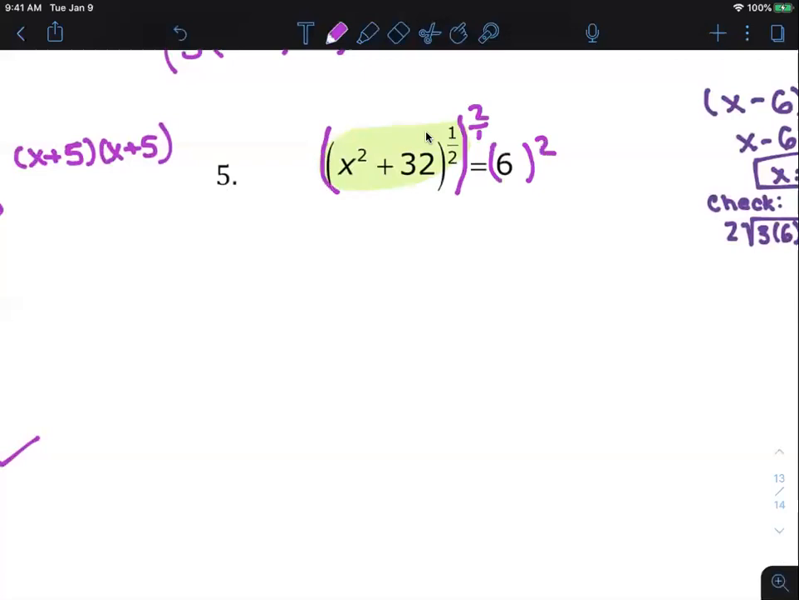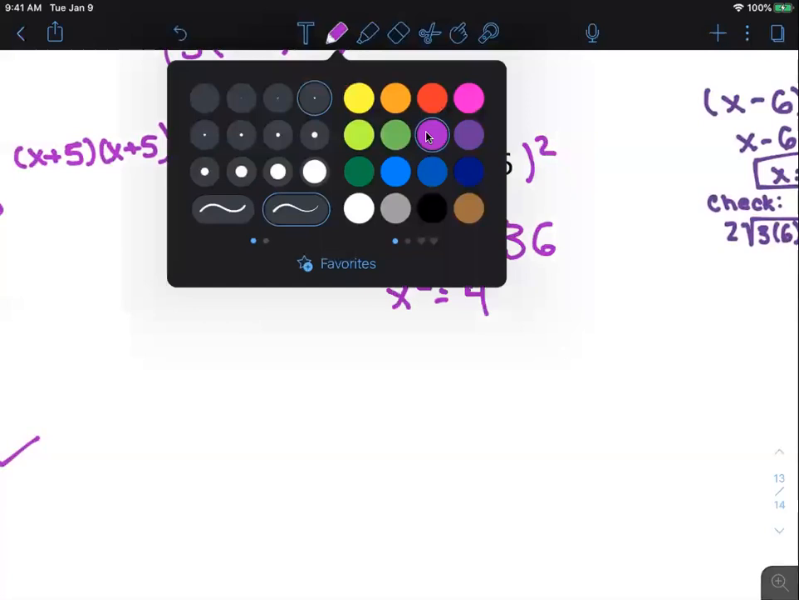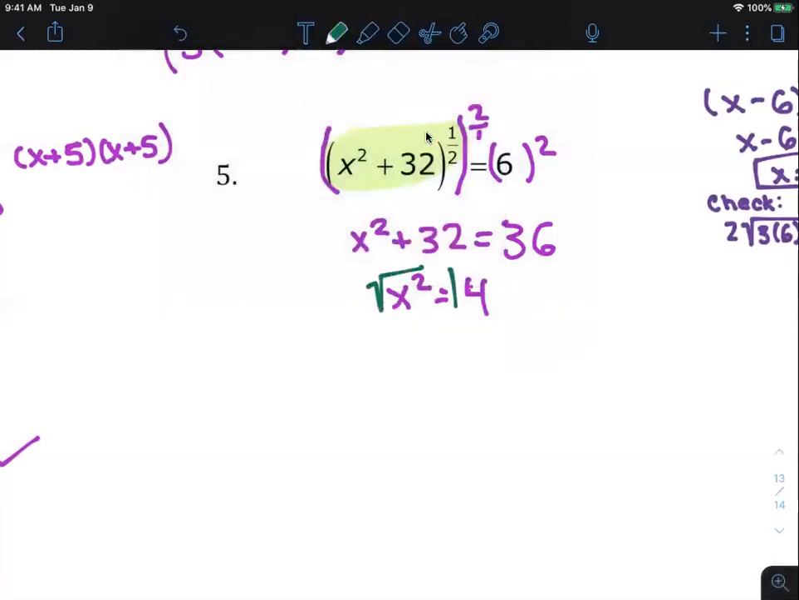So on the left side, I'm left with just x squared plus 32 equals 6 squared, which is 36. And then from there, you're just going to go ahead and solve it. There are multiple ways to solve it. You can either get it on one side and factor, or you can use the square root method, which means isolate the x squared. So subtract 32 from both sides. That gets you 4. And then you would square root both sides to get the x alone.